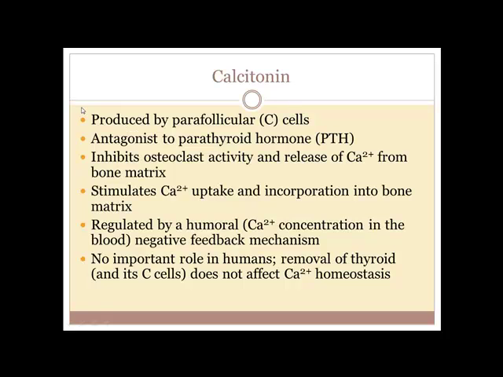Next is the calcitonin. It's going to be produced by the parafollicular cells. It is going to be the antagonist to parathyroid hormone. Its function will be to inhibit the activity and release of calcium from the bony matrix. It will stimulate the uptake of calcium by causing increased osteoblastic activity. Well, it doesn't directly increase osteoblastic activity, but well, it does, but it doesn't.